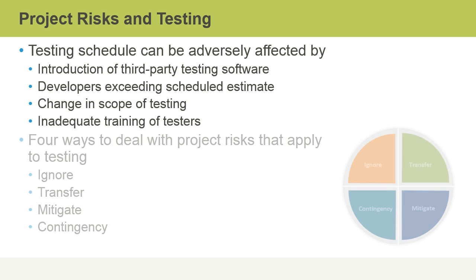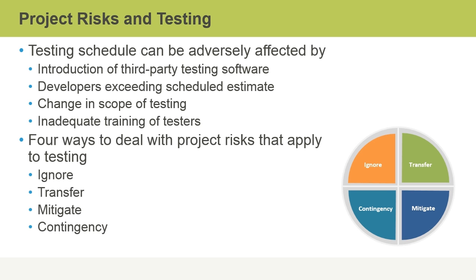There are 4 ways to deal with project risks that apply to testing. First, you can ignore the risk if the likelihood of its occurrence and impact is low. You can transfer the risk to a third party if a particular risk is high, although this doesn't eliminate the risk, it just transfers it to some other party.